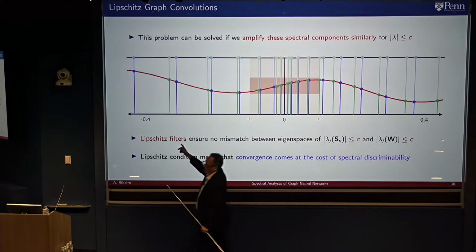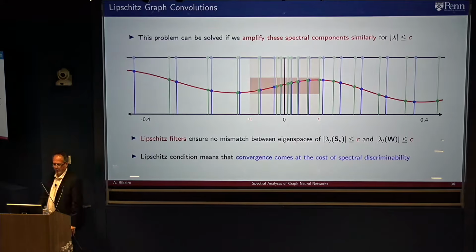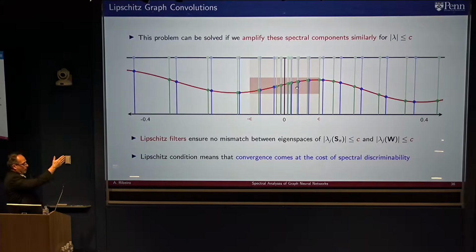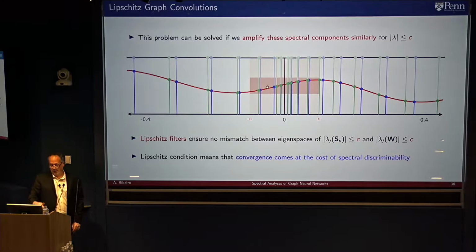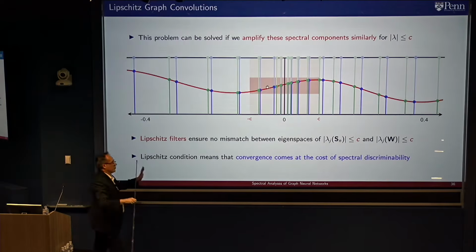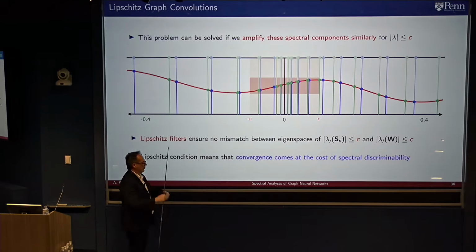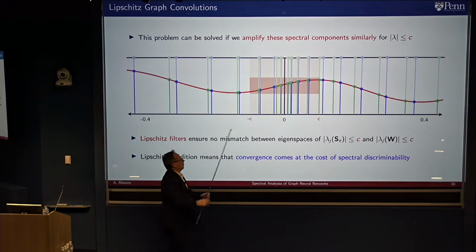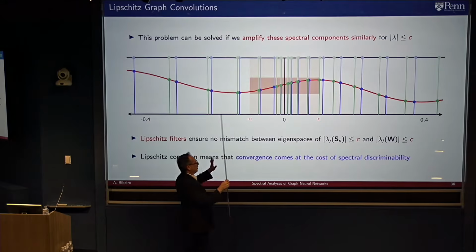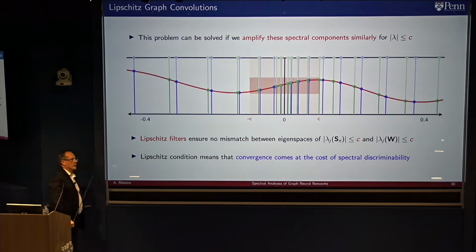If you require the filter to be Lipschitz, you preclude that from being a problem. These different eigenvalues may be converging to different places, but they are all going to be multiplied by the same h of lambda. Does that make sense? So of all of these eigenvalues, I don't know which one is converging to which one because I am still not deep enough into the sequence of graphs. But it doesn't matter because they're all being multiplied by more or less the same quantity.